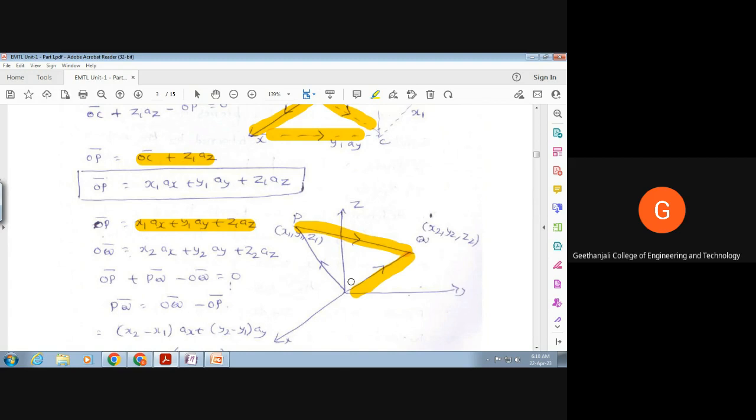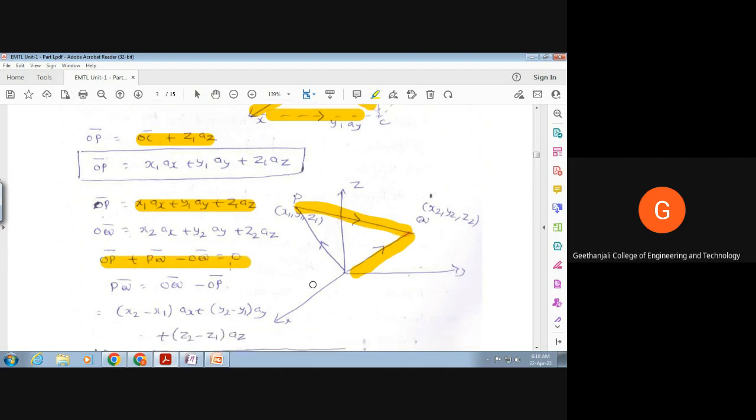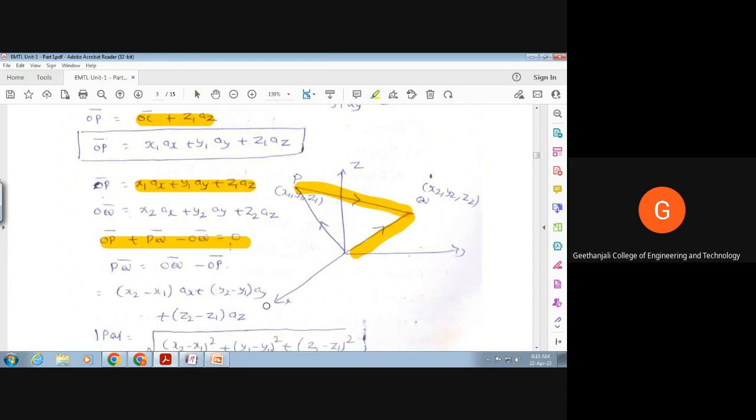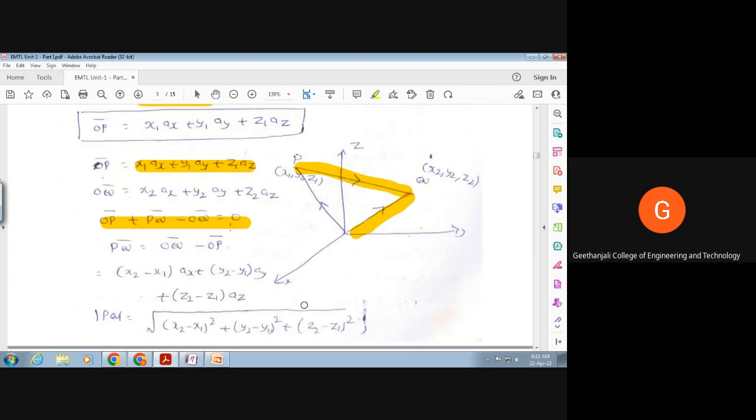Now if you look at this triangle, OP plus PQ minus OQ is equal to 0. So PQ is equal to OQ minus OP. That is (x2 minus x1) ax plus (y2 minus y1) ay plus (z2 minus z1) az. So if you know the coordinates of both P and Q, x1, y1, z1 and x2, y2, z2 respectively, vector PQ is equal to (x2 minus x1) ax plus (y2 minus y1) ay plus (z2 minus z1) az.